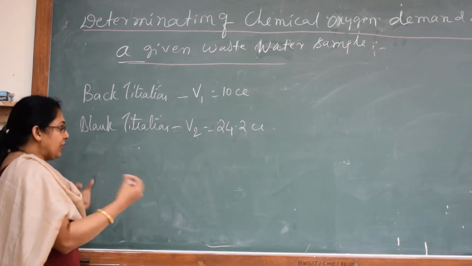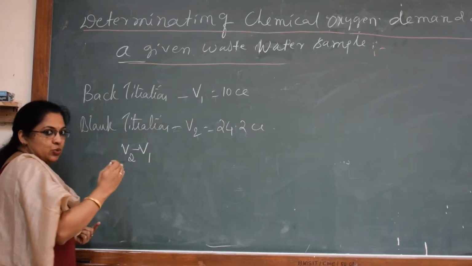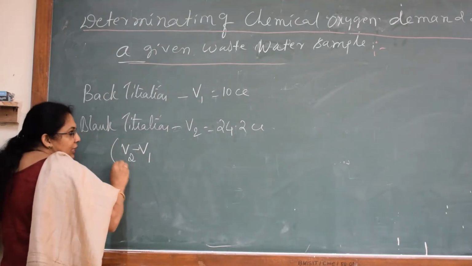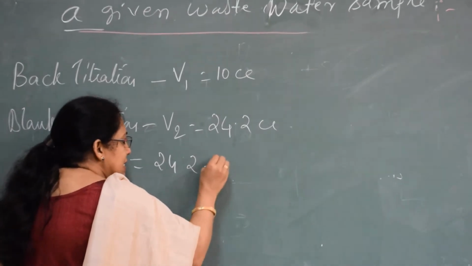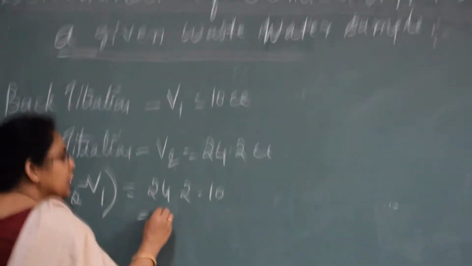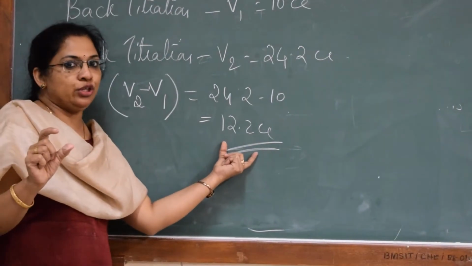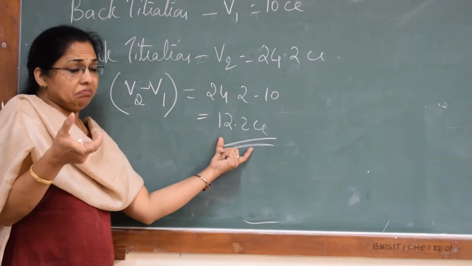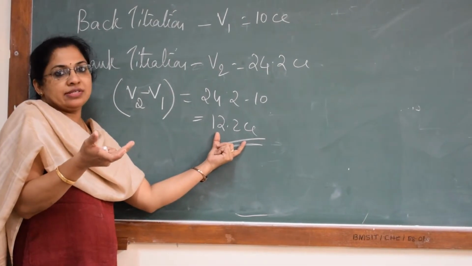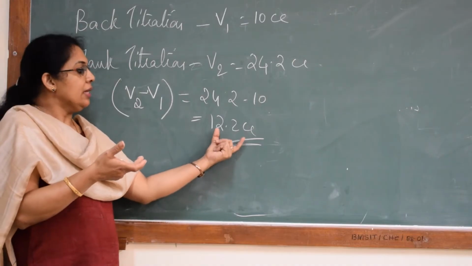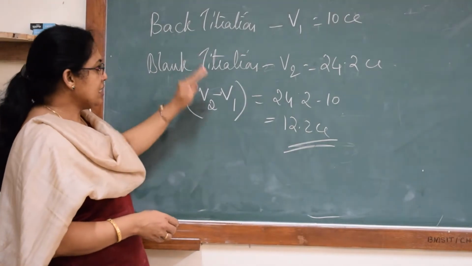Right? Now, to find out the amount of dichromate which has reacted with our waste, which is equivalent to COD, we need to take V2 minus V1, which is 24.2 minus 10, that is 12.2 cc. This is the amount of FAS solution which was required to completely neutralize the K2Cr2O7, which is equivalent to the amount of COD. Okay, this is the first calculation.